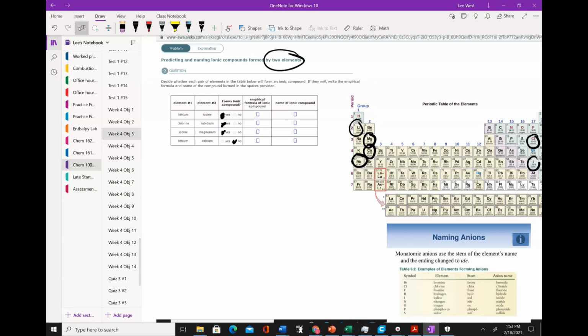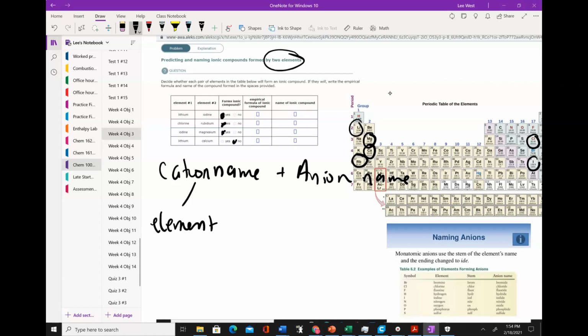So remember, when we name ionic compounds, and we're going to do this 3 times for the first 3 combinations there, we give the cation name, and then we give the anion name. Now, in our case, these are cations and anions that are not polyatomic. So our cation is always going to be just the element name, and then if needed, we'll put the charge in parentheses.